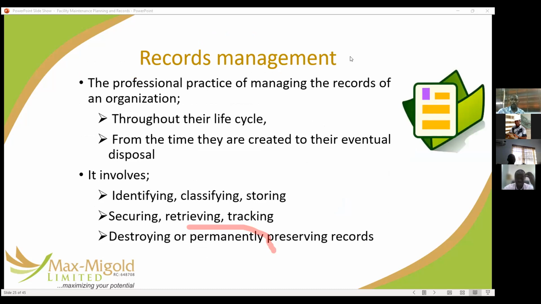Then, how do you manage your maintenance record? Record management is the professional practice of managing the records of an organization throughout their life cycle, from the time they are created to their eventual disposal. Right from day one, when the equipment is commissioned and put to use, you maintain a good quality record till the expiration of the lifespan of that particular equipment and when it is completely disposed of. Record management involves identifying, classifying, storing, securing, retrieving, tracking, destroying or permanently preserving the record.